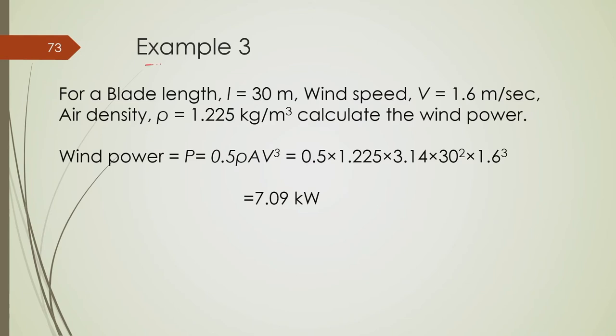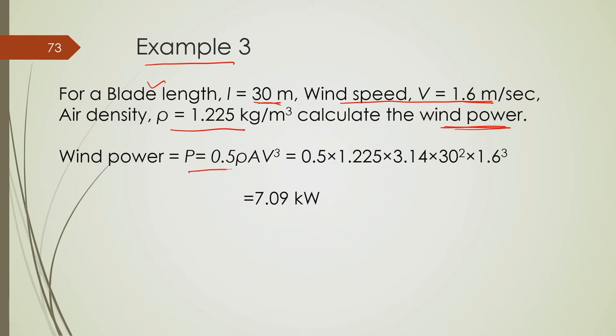Now, there is another example where the parameters are given. One is blade length, that is 30 meter, the wind turbine blade length. Another is wind speed, which is given as 1.6 meter per second. Then air density is also given. You are supposed to calculate the wind power, or power available in the wind.